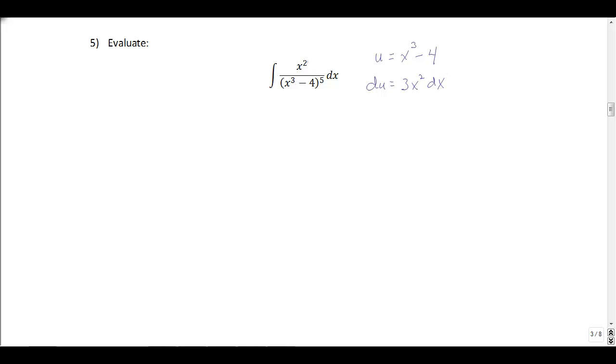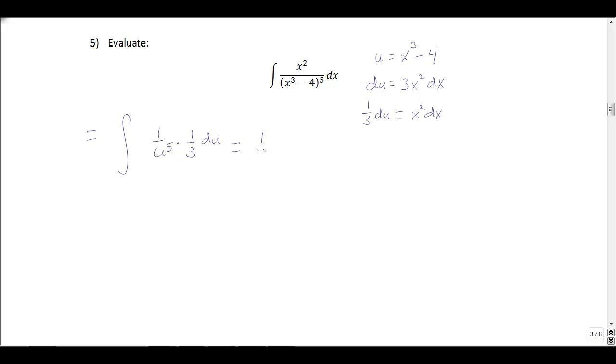And then I have my x squared and my dx combined, essentially to give me the du. There's that 3, but I can deal with that pretty easily just by dividing both sides by 3 and saying 1/3 du is x squared dx. So dividing both sides of the du equals 3x squared dx equation by 3. And so now for my antiderivative, the x squared and dx combine to be a 1/3 du. The 1 over (x cubed minus 4) to the 5th turns into 1 over u to the 5th.